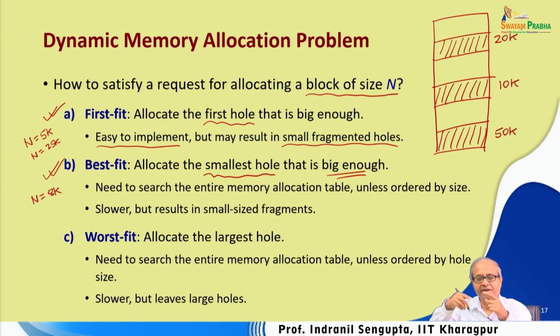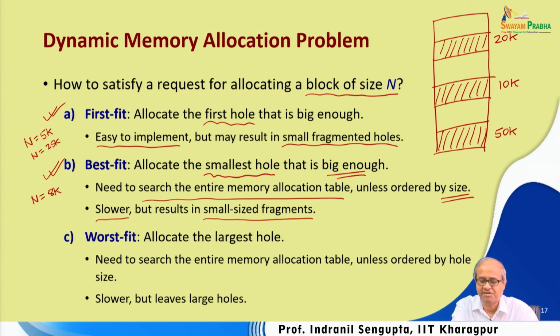But since you will have to find the hole that is big enough, you need to search through the memory allocation table. Of course, if it is ordered by size, you can use binary search. This method is slower than first fit, because you have to search and make comparisons to find the best match. But the unused fragments that are created here are much smaller in size. For example, if you allocate 8k to the 10k hole, only a 2k unused fragment will be created.